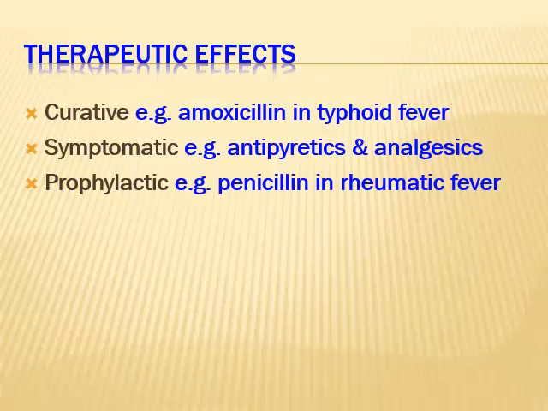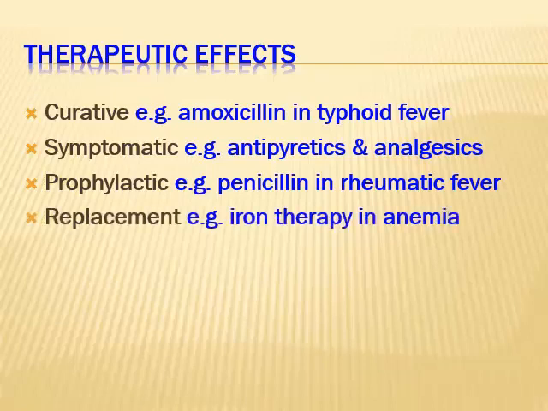3. The prophylactic effects, that is, the drug is used to prevent the occurrence of an expected disease, e.g., prescribing monthly injection of benzathine penicillin for a young boy who suffers recurrence of rheumatic fever each time he catches streptococcal sore throat. 4. The replacement effect, that is, we give a drug to replace a deficient element in the body, e.g., iron, to replenish the iron stores in a patient with iron deficiency anemia.